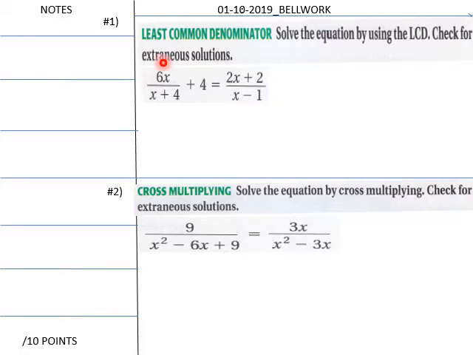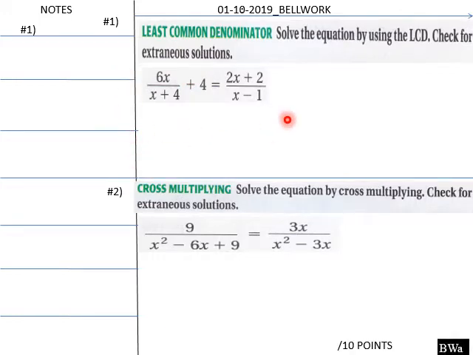Okay, so here is your bell work, teachers, to give to your students when they walk in the classroom. Give them 6 minutes to complete these. Solve the equation by cross multiplying. Check for extraneous solutions. Solve the equation by using the LCD. They can do this in 5 minutes, I think.